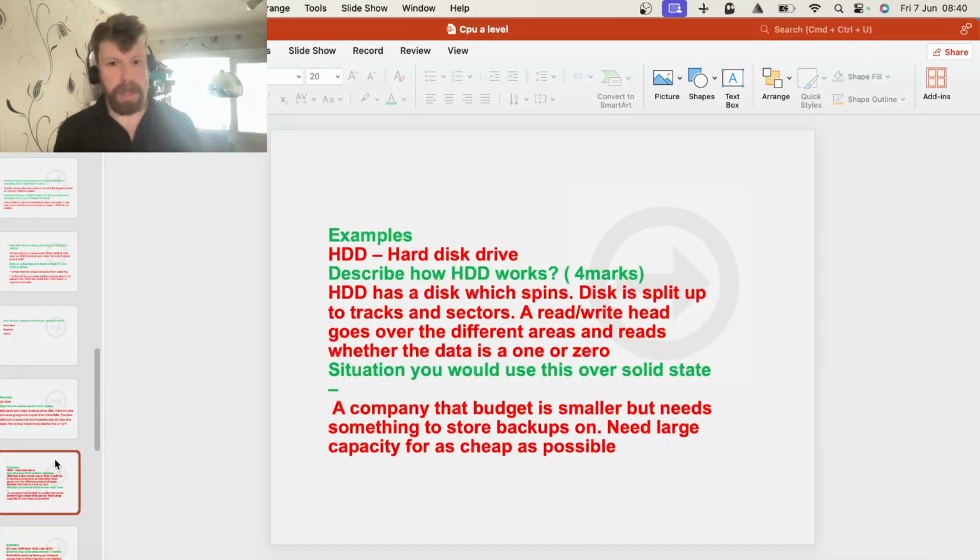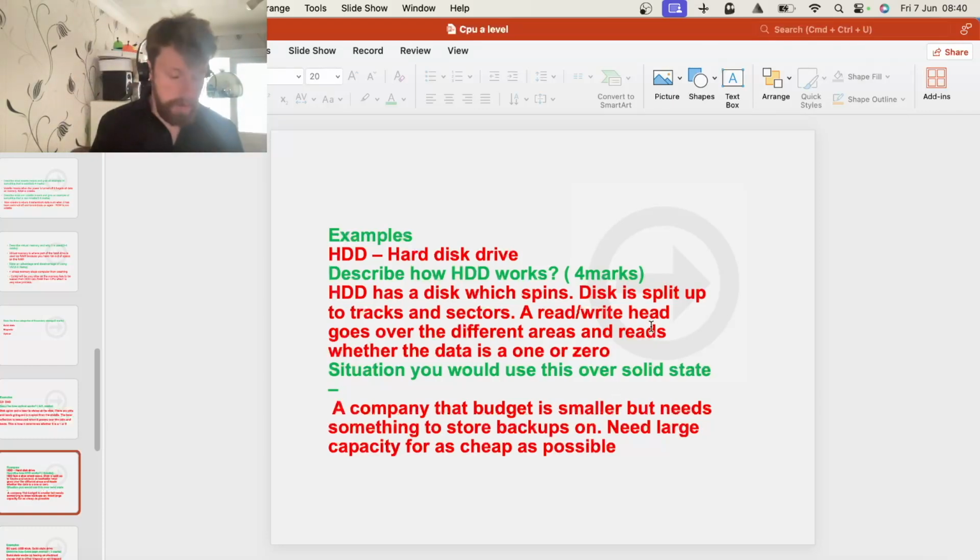Hard disk drive. I always try to make it as simple as possible for you to remember. The HDD has a disk which spins, same as the CD. HDD is an example of magnetic storage, by the way. The disk is split up into tracks and sectors. A read and write head passes over the different areas and reads whether the data is a 0 or 1. I would also add that it does that using magnetized particles, and whether these particles are magnetized or not magnetized determines whether it is a 1 or a 0.